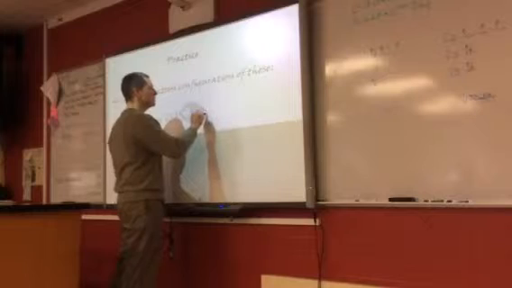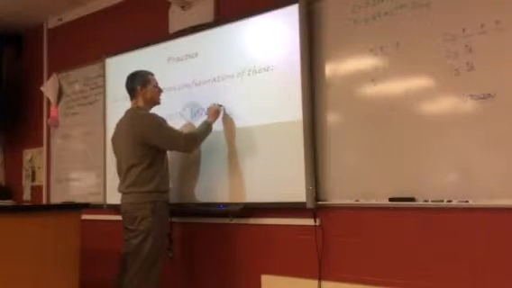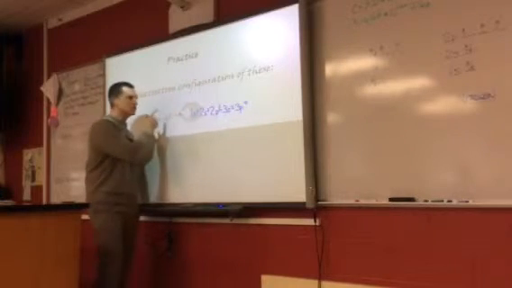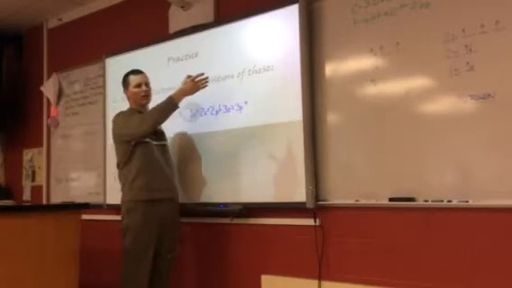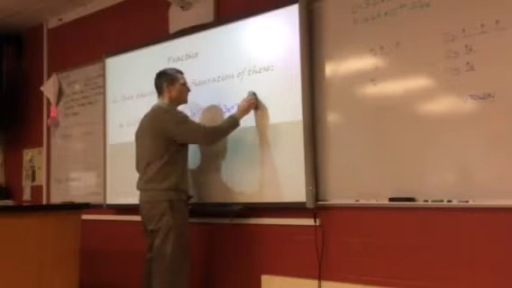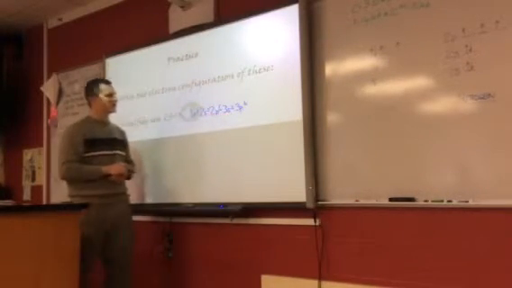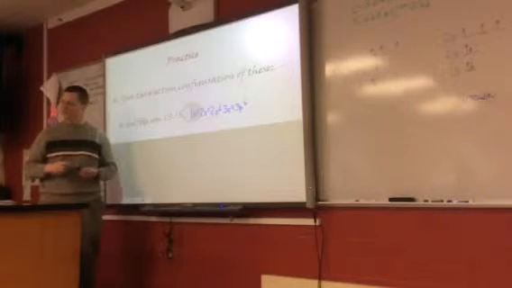1s2, 2s2, 2p6, 3s2, 3p. Now, when sulfur was neutral, it ended with 4 electrons in 3p. But since it's a -2, 2 electrons are added to it, and we would change that 4 to a 6.